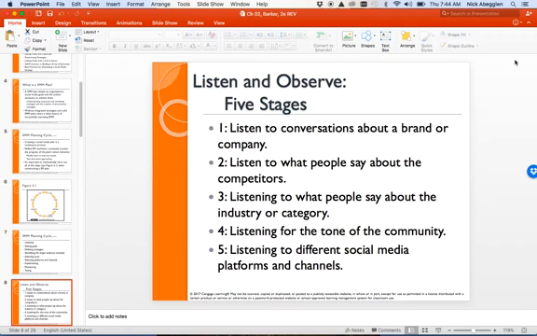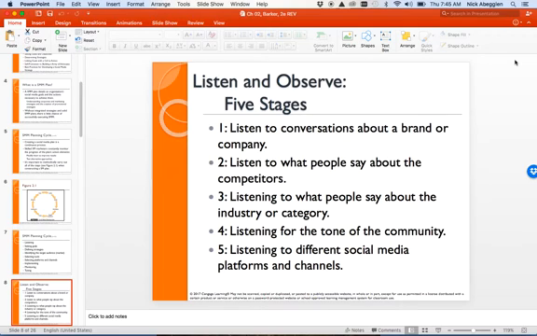So the first stage is listening to the conversations about that company, okay? Not just listening to yourself or understanding yourself, but actually listening to what is being said about that brand or company. Again, there are already conversations taking place.